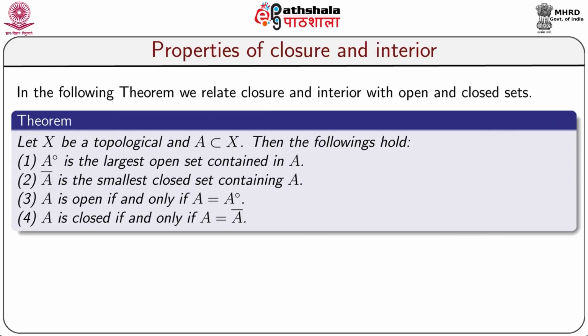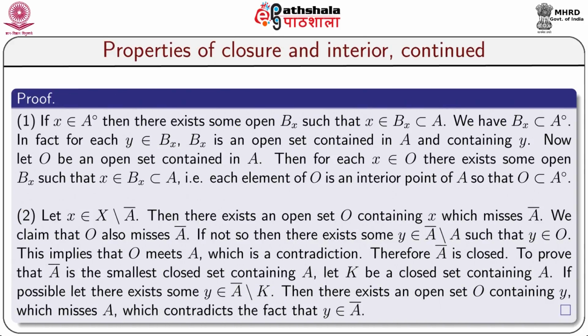The following are some properties of closure and interior. Let X be a topological space and A be a subset of X, then the following hold. A interior is the largest open set contained in A. A closure is the smallest closed set containing A. A is an open set if and only if A is equal to A interior. A is a closed set if and only if A is equal to closure of A. So let us start the proof.